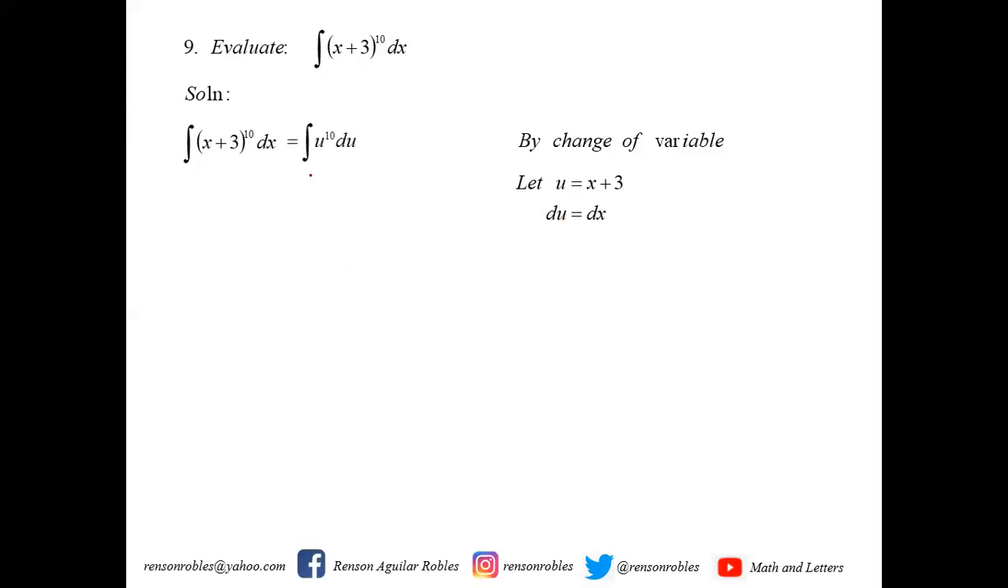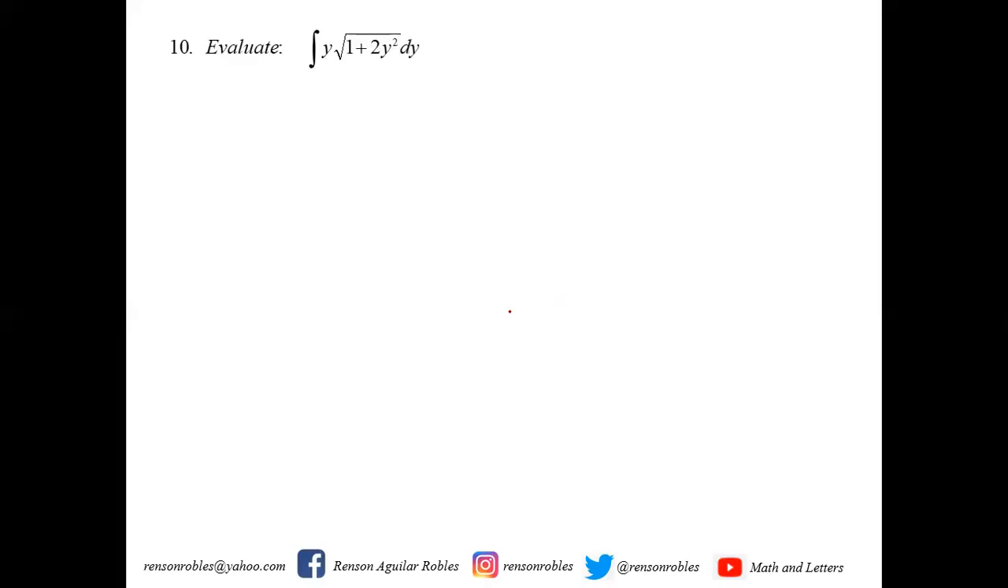And then integrating, so that will become u to the 11, that's 10 plus 1, over 11, and then plus c. And you got this. Okay. And then before you end up, you need to write it back to the original variable. So u is to be replaced by x plus 3. And then you have 1 over 11 times the quantity x plus 3 to the 11th power plus c. Another example. In this case, we wish to integrate y times the integral of 1 plus 2y squared dy.